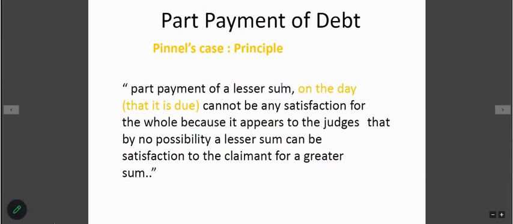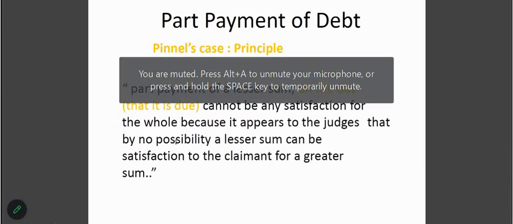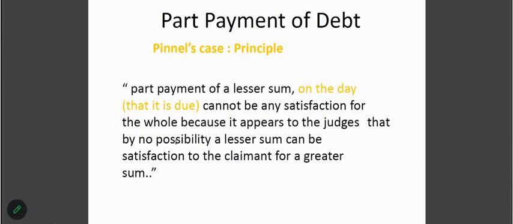Okay, payment of a lesser sum on the day cannot be any satisfaction for the whole, because it appeared to the judges that by no possibility can a lesser sum satisfy the claimant of a greater sum. All right. So in the law, the judge will say that you have to pay 100%, not a lesser amount, unless you have solid ground to prove that you are unable to pay. Even if unable to pay, you still owe him. All right. Take note.